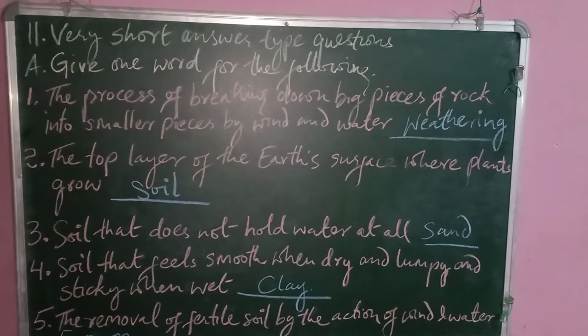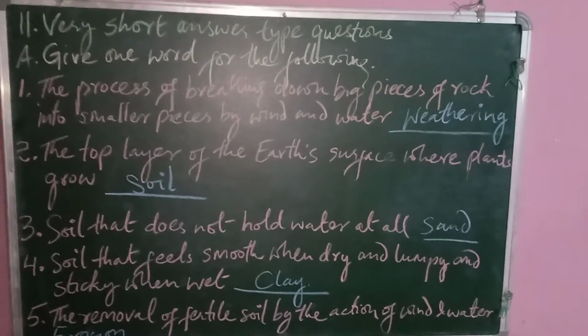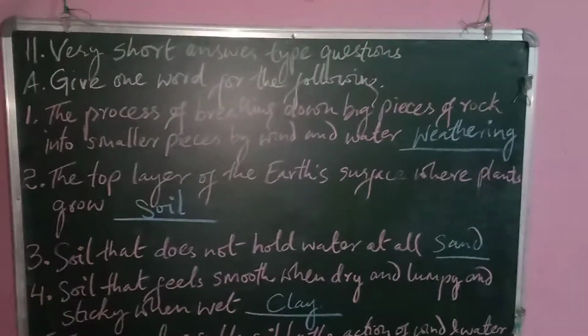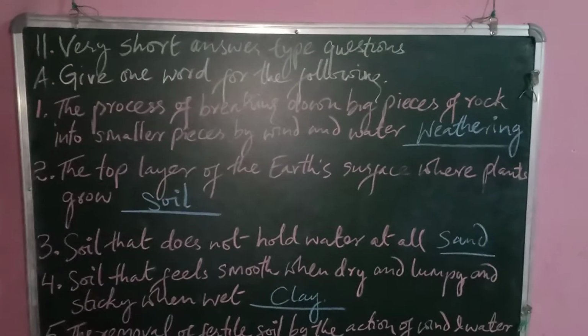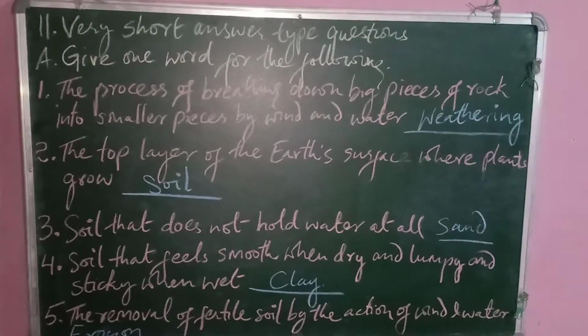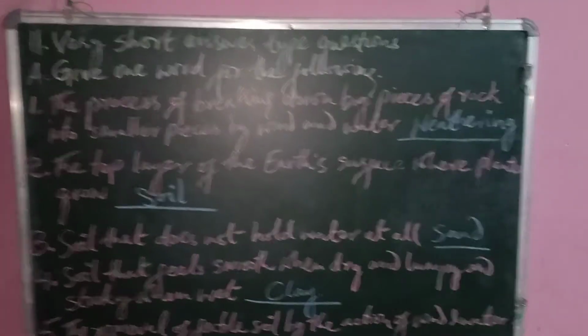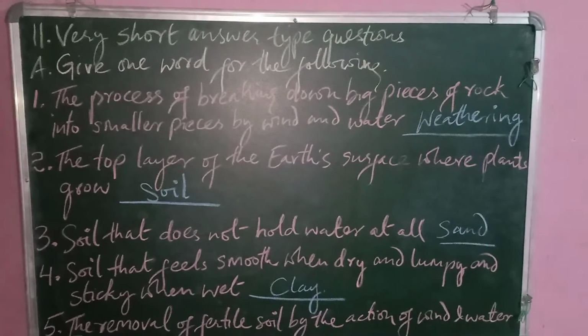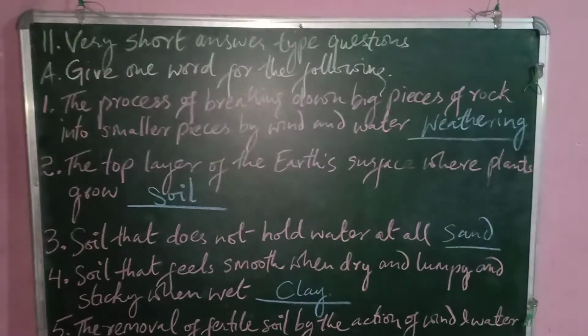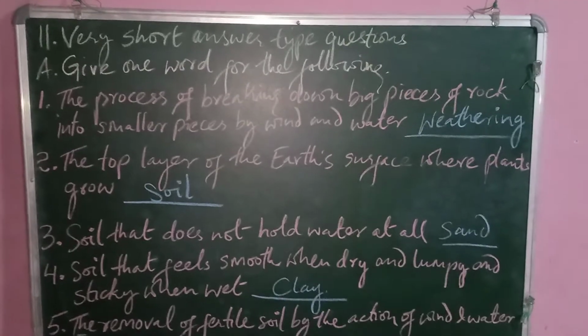A. Give one word for the following. It is a one word answer. So we have to give just one word for the questions. So the first question goes like this. The process of breaking down big pieces of rock into smaller pieces by wind and water is called weathering. Okay, you have to write weathering.